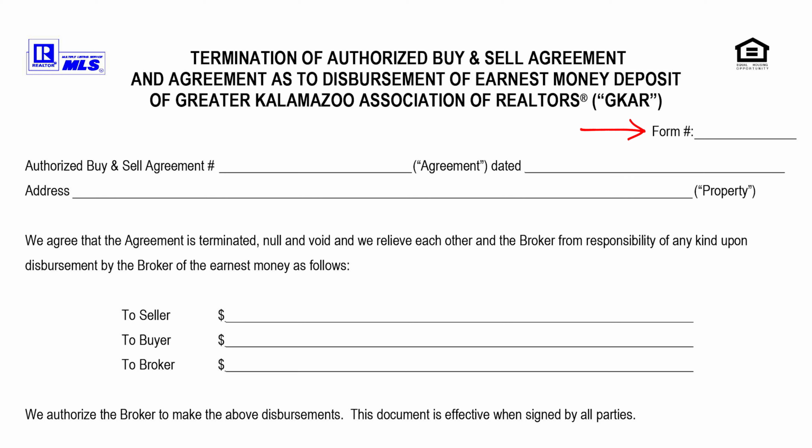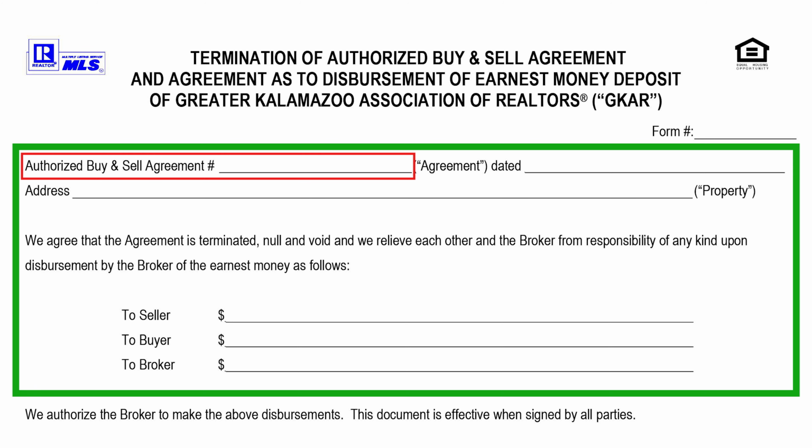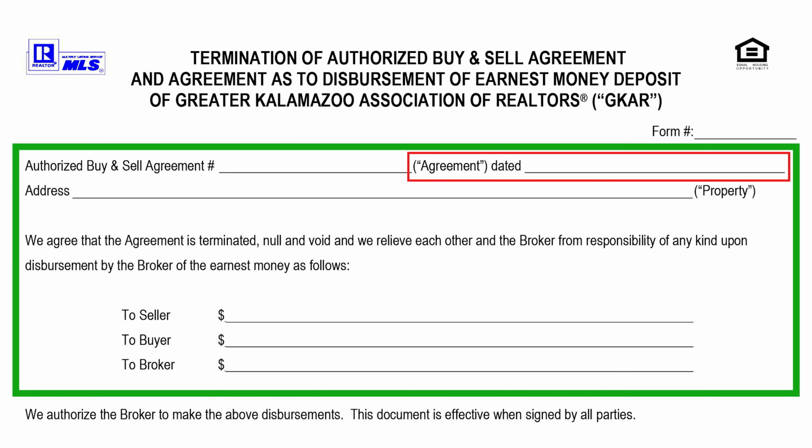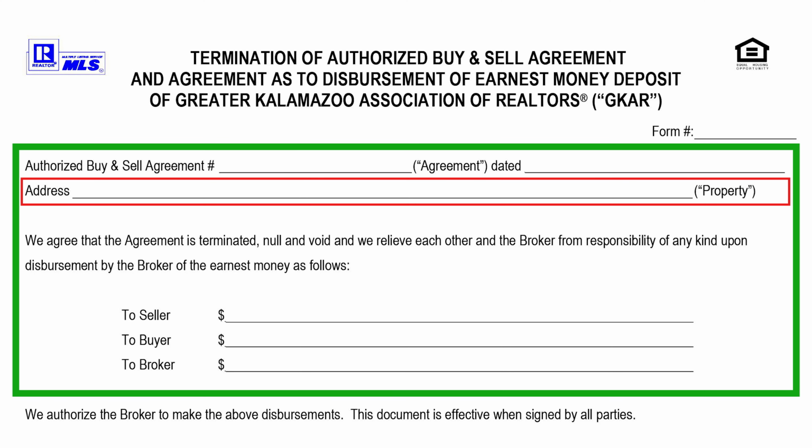In the upper right, you'll see a form number that someone can put in a document number of their choice. Down below, it says authorized buy-sell agreement number. This is the number that you will have on your buy-sell agreement that you will have to refer back to. You'll also want to put the date that's on the actual purchase agreement or buy-sell agreement. And the date will be the initial date of the contract, not when the individuals have signed it. You will also place the address of the property.